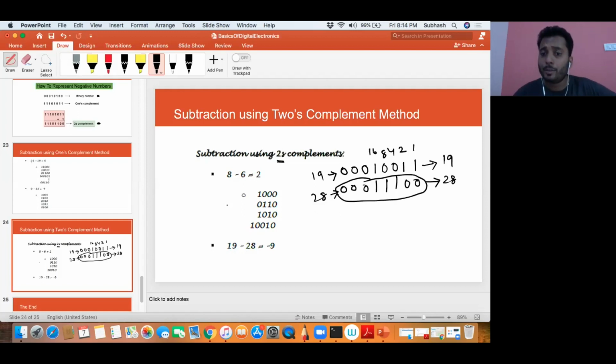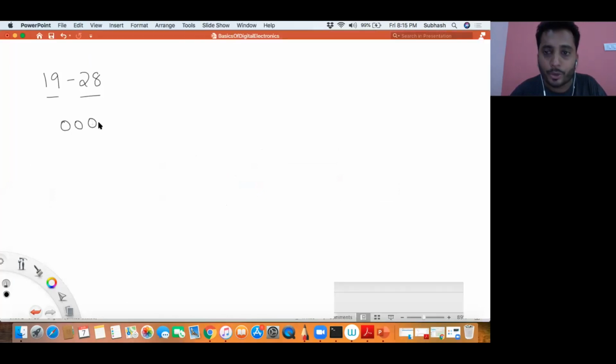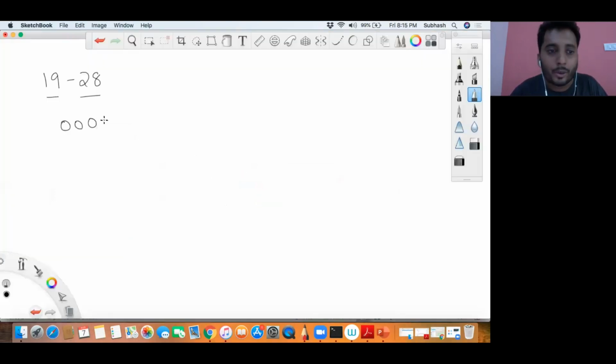I have to first find the ones complement of 28, so let me do it over here. The question is 19 minus 28, right? So let us represent 19 once again, and 28 is written in binary as well. This is 19, and I have kept it as it is in binary. Keep the second number as it is in binary, which is nothing but 28, and yes, I have done that.